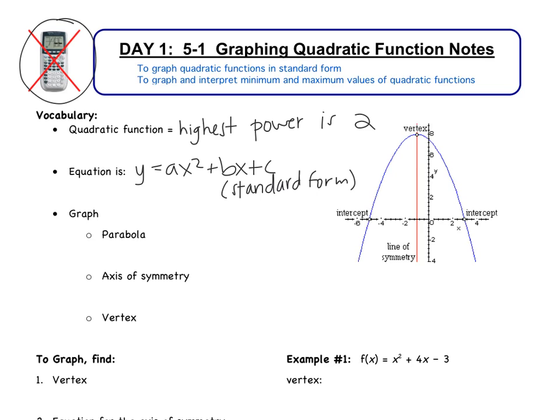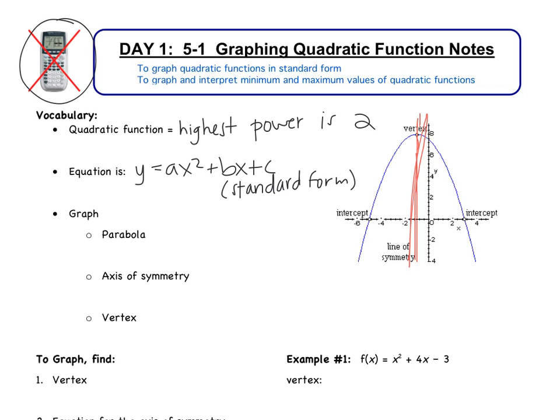So the graph looks like a parabola. That just means a U. So if you'll notice that blue U to the right, that's the parabola. The axis of symmetry is this red line that goes through the middle. And what it does is it cuts the parabola into 2 symmetric parts. So the 2 parts are going to be mirror images of each other.